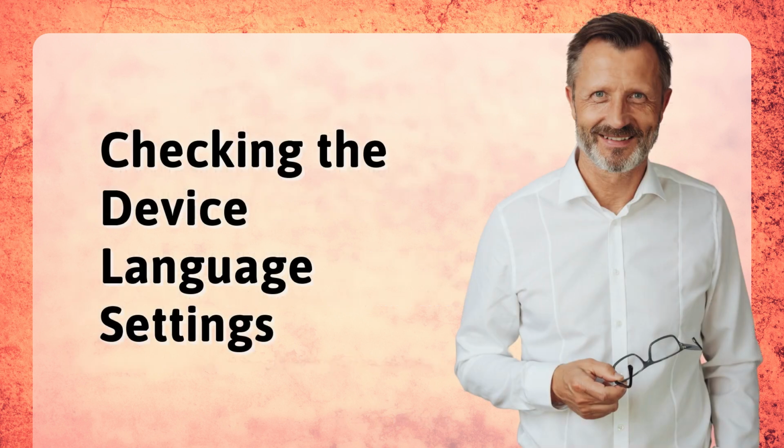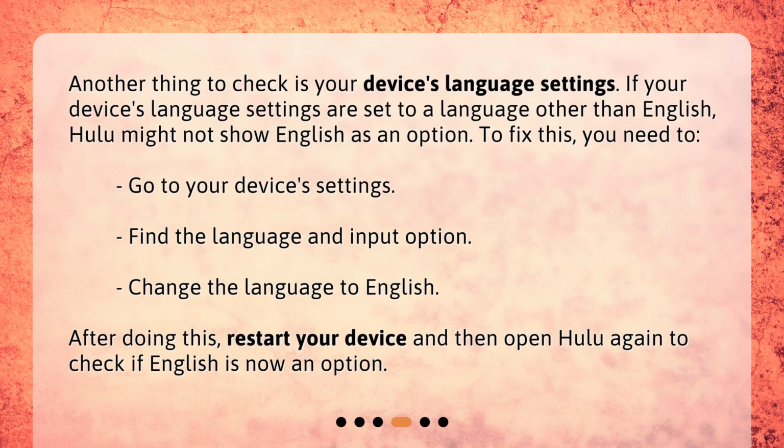Checking the device language settings. Another thing to check is your device's language settings. If your device's language settings are set to a language other than English, Hulu might not show English as an option. To fix this, you need to go to your device's settings. Find the language and input option. Change the language to English. After doing this, restart your device and then open Hulu again to check if English is now an option.